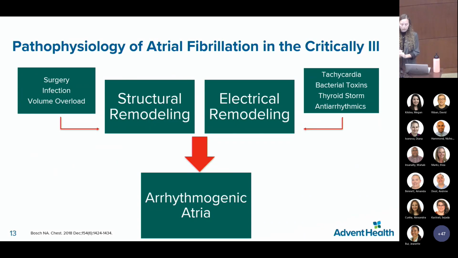In order to understand why our critically ill patients are at risk for AFib, we can look at the pathophysiology in acute illness. In critically ill patients, structural and electrical remodeling occur more rapidly. Things like surgery and bacterial infections can lead to systemic inflammation that directly damages the atrial myocytes. Bacteria can also directly cause atrial fibrosis when it comes in contact with the myocardium. Volume overload can lead to atrial stretch and contribute to the structural remodeling as well. Tachycardia and bacterial toxins may alter ion channel expression that leads to atrial remodeling, or electrical remodeling, excuse me, in these patients.